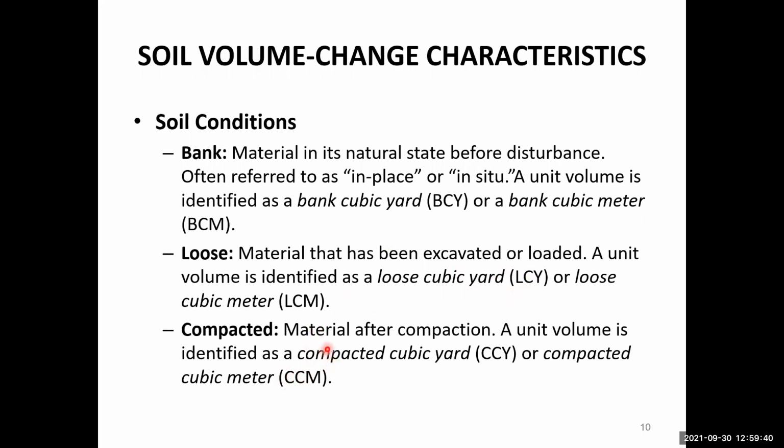And then the compacted condition, which is the material after compaction. So a unit volume is identified as the compacted cubic yard or the compacted cubic meter. That means once we have transported that soil to the location where it is placed, and then we are compacting it using the compacting machine, then it will be in its compacted situation. So from the loose situation, it goes into the compacted situation. The compacted volume will then be less than the loose volume. Okay, but it may or may not be greater than the bank volume. So the bank volume will increase to the loose volume, and the loose volume will decrease to the compacted volume. So these are the bank, loose, and compacted conditions of the soil.